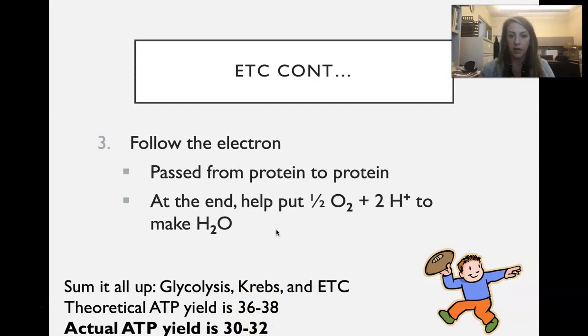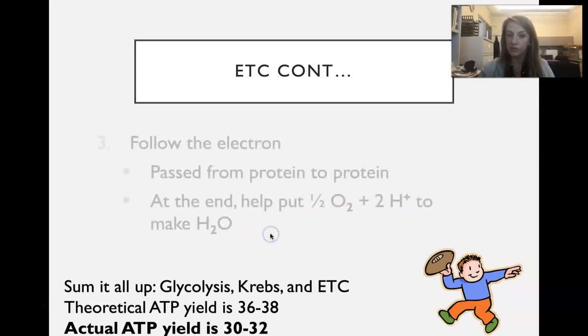Okay, so at the end here, we're making also water from this. So water is a byproduct of the cell respiration.